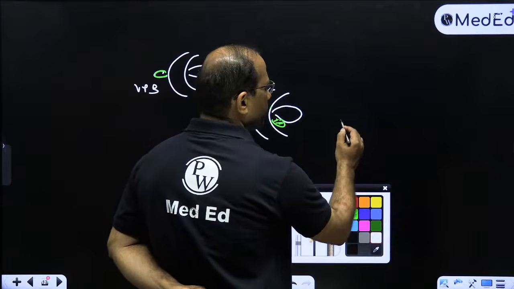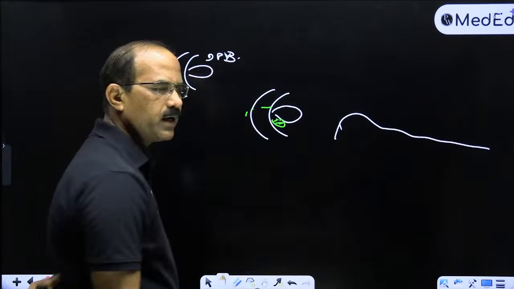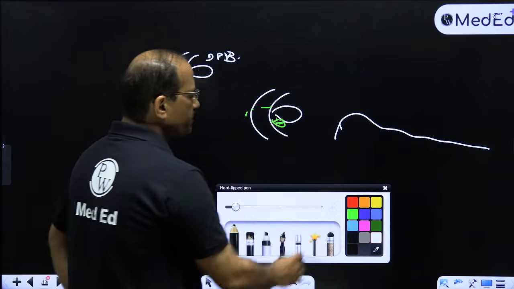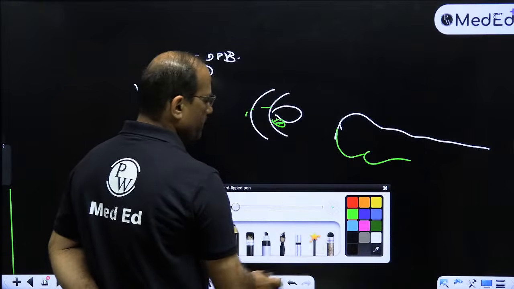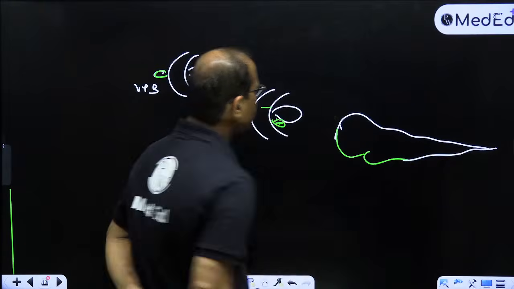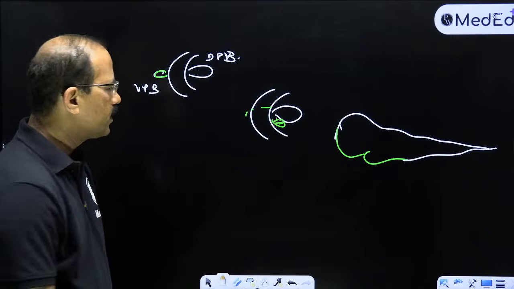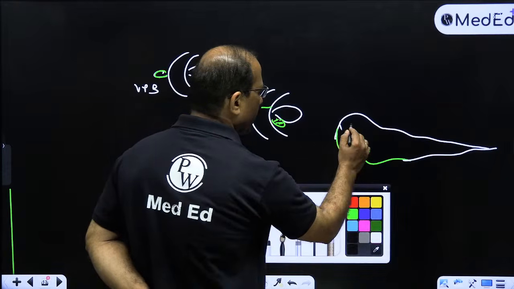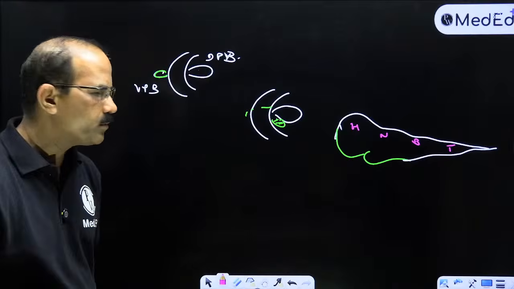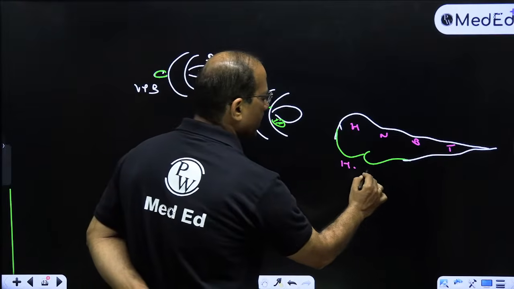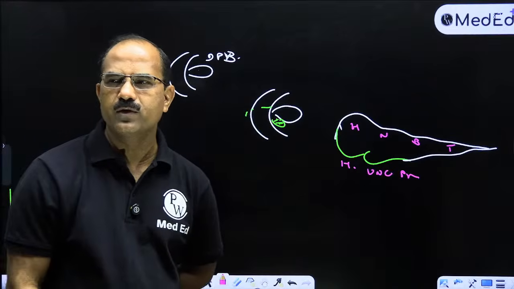What does the dorsal bud form? The upper part of the head, neck, body, and tail of the pancreas. The ventral pancreatic bud forms the lower part of the head and the uncinate process. Fine, clear to all of you?